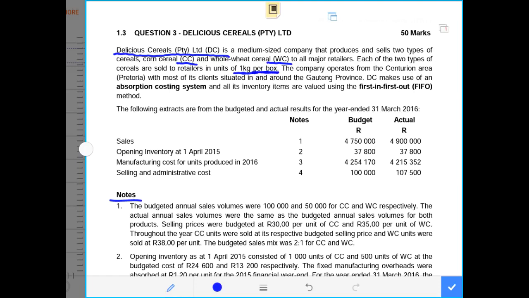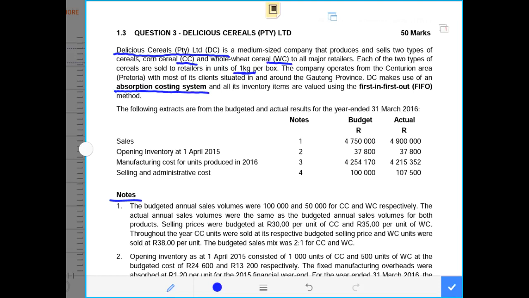So now obviously they are selling it in a box, meaning this cereal must definitely be packed in a box of 1 kg. And they say the company operates from the Centurion area in Pretoria, with most of its clients situated in and around the Gauteng region or province. And DC makes use of an absorption costing system. So now this company is making use of an absorption costing system.